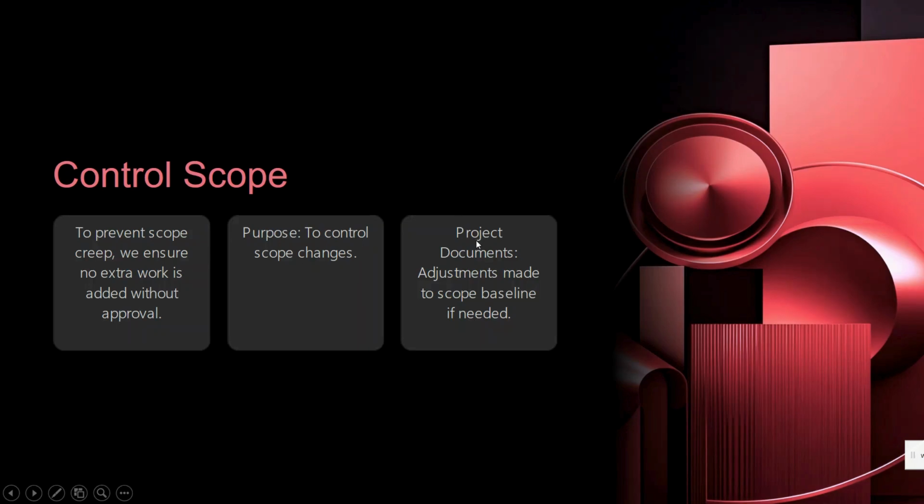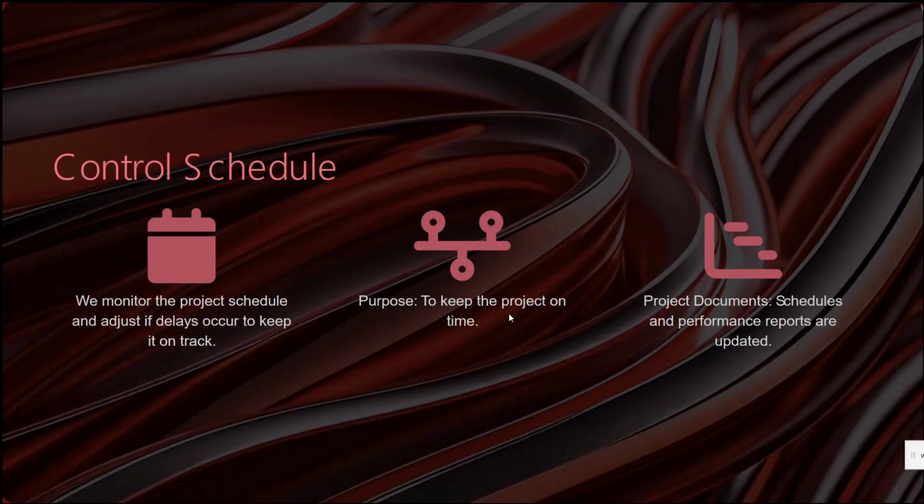Next we have the project documents. Adjustments are made to the scope baseline if needed. If the scope changes are necessary, adjustments are made to the scope baseline and other related documents. After control scope, we have the control schedule.